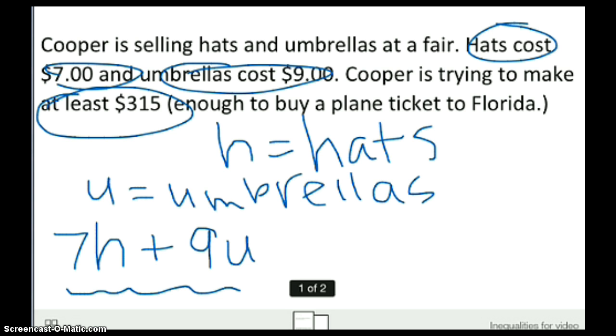Okay. And again, if you need to push pause, do so. All right, did you go with that these two amounts here, 7H plus 9U, need to be greater than or equal to 315? All right, nice job. And we're going to go ahead and wrap this up.